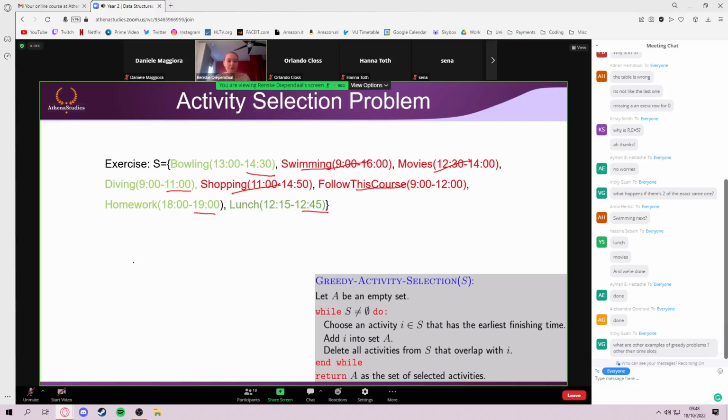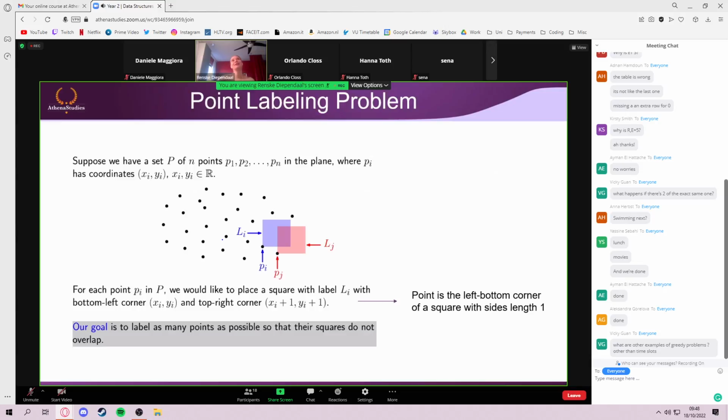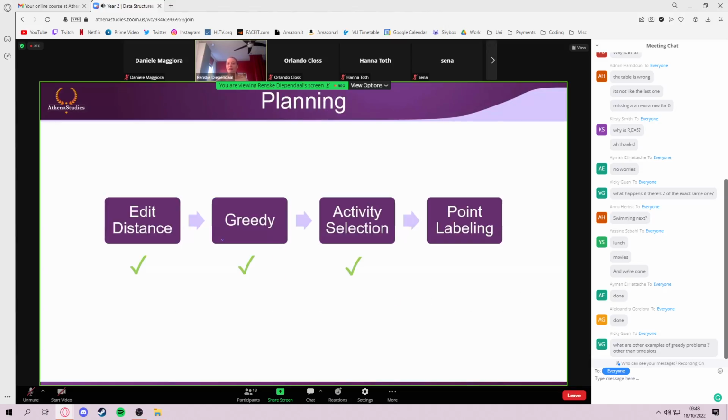What are other examples of greedy problems other than time slots? Well, we have another point labeling slide, which is also a greedy algorithm problem. Anything where you're not able to calculate the full subproblems, where you don't have all the information just yet, might be a greedy problem.